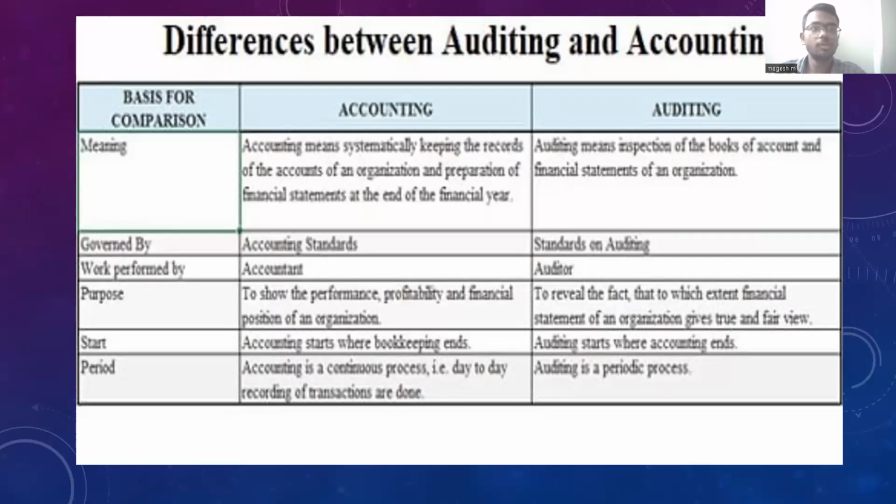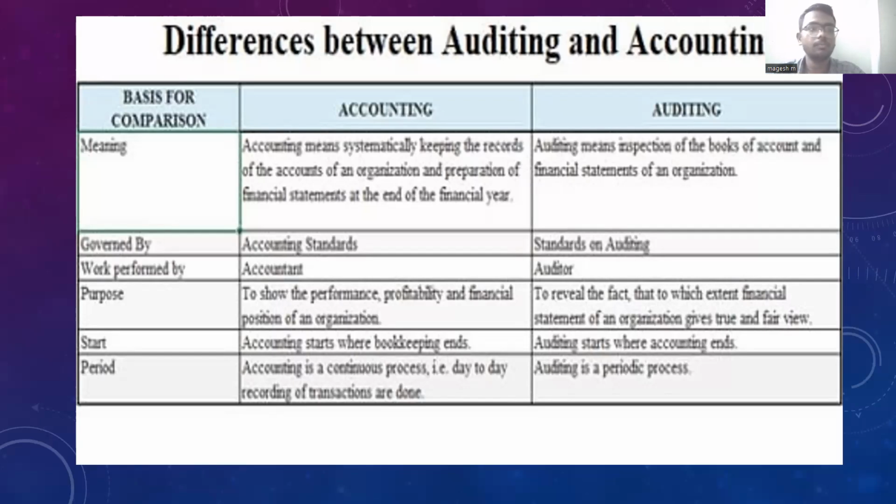Yeah, today we're going to see the difference between auditing and accounting, and followed by that, the next topic is objects of auditing. First, we're going to see the difference between auditing versus accounting.